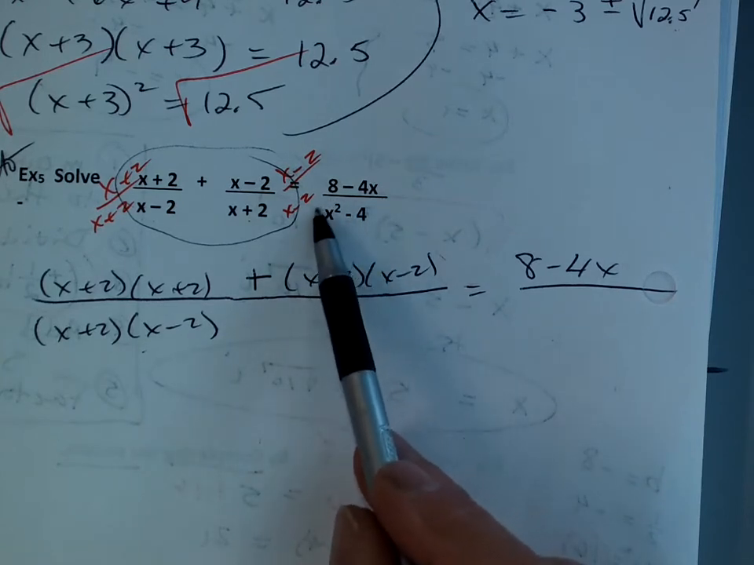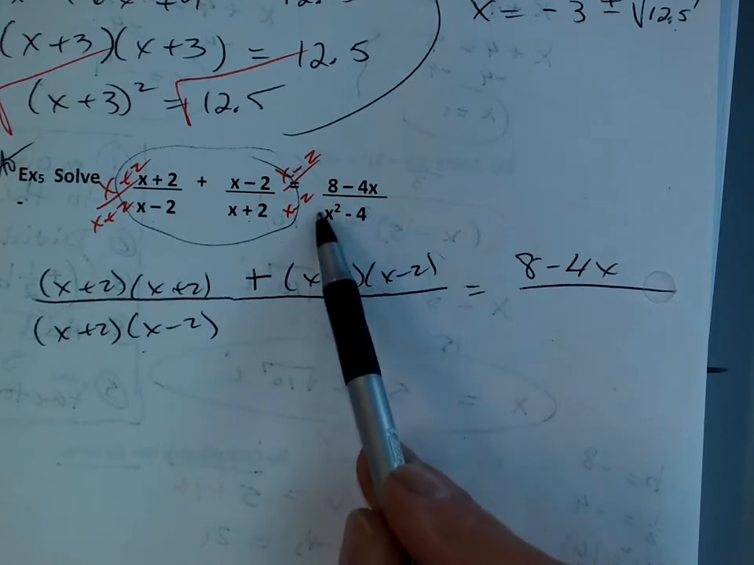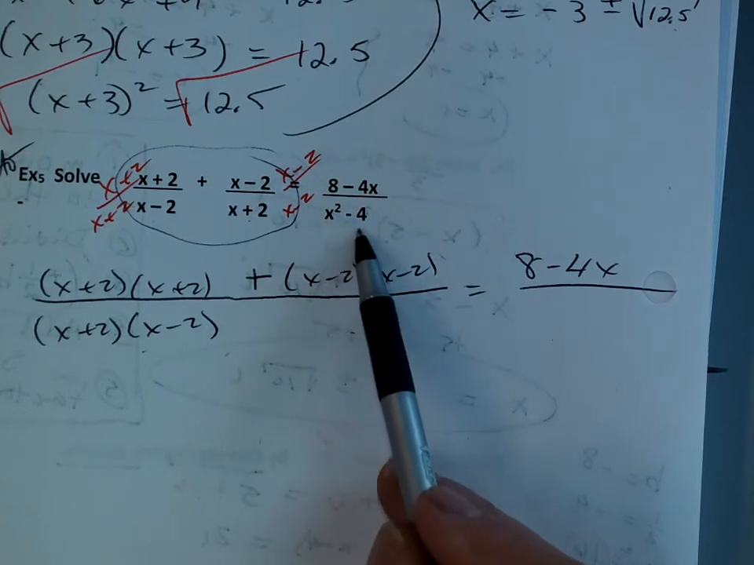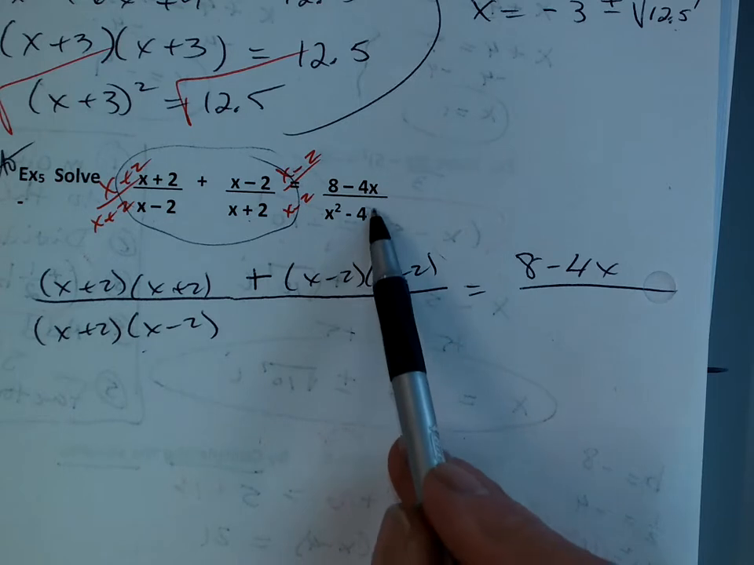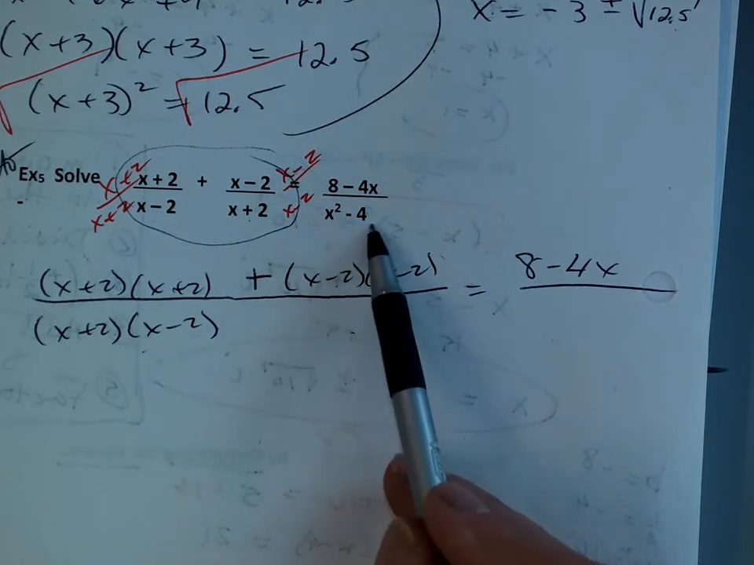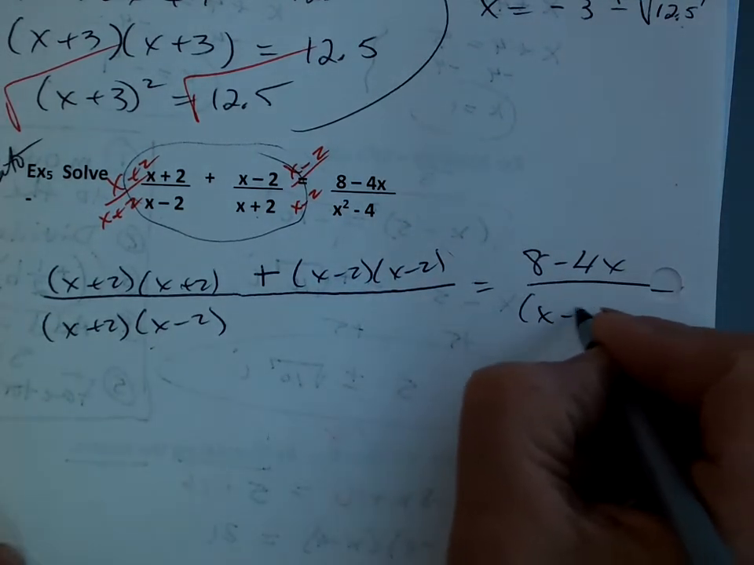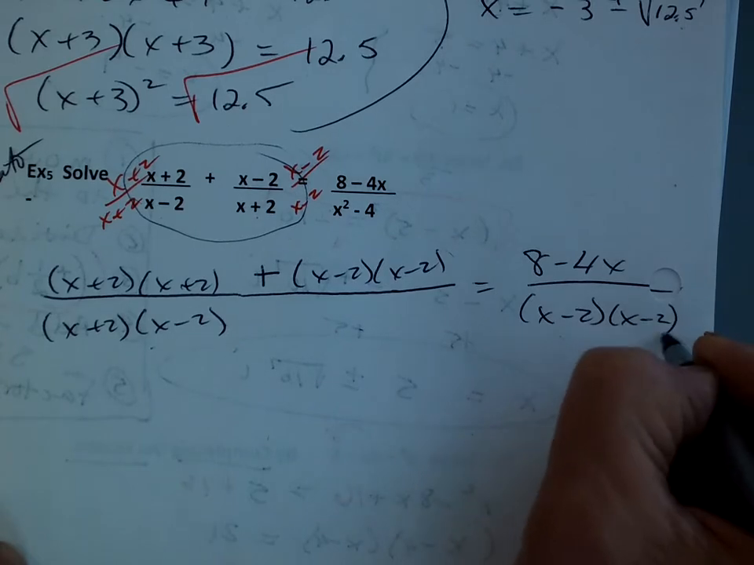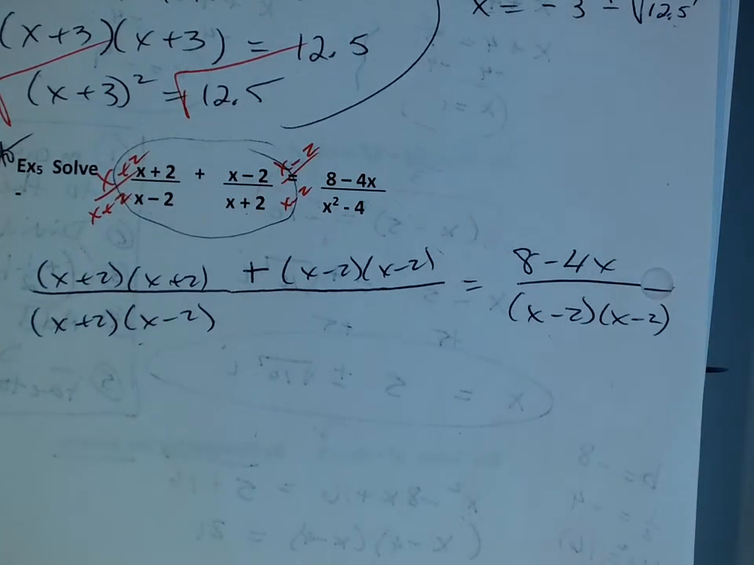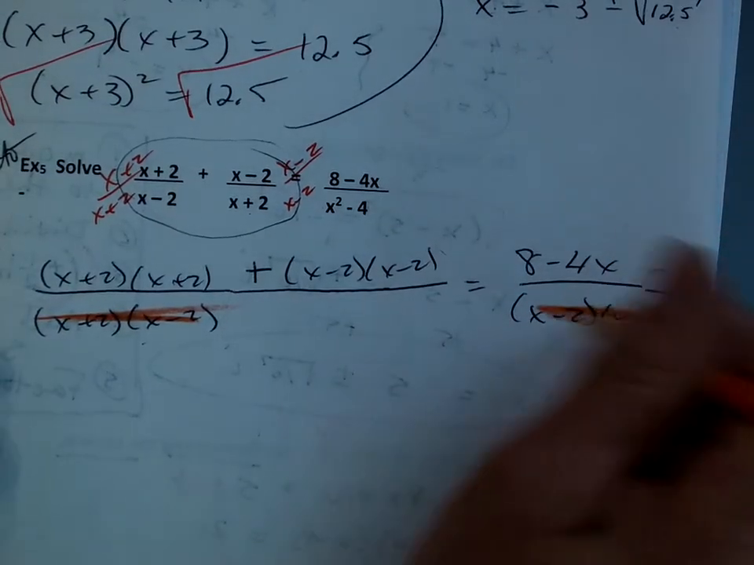This looks familiar. In fact, anybody know what this should be? What should I rewrite this as? Anybody remember how to factor that? x minus 2 times x plus 2. Yes! Now, it seems as if the entire problem has the same common denominator, right? And if that happens, we can multiply both sides by the common denominator, and in a sense, the common denominator just disappears.